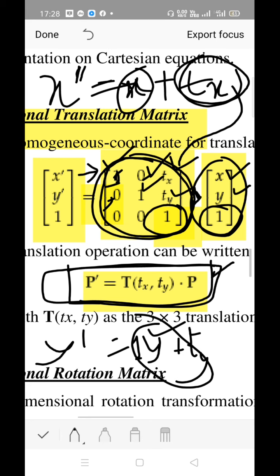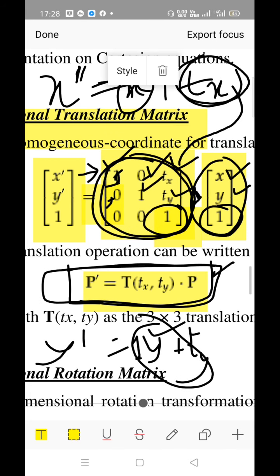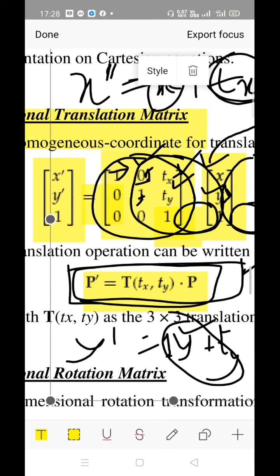The value of t is 1, 0, tx in the first row, 0, 1, ty in the second row, 0, 0, 1 in the third row, and the value of p is x, y, and 1. The value of p dash is x dash, y dash, and 1. Okay, you have to get the same formula. If you go for matrix multiplication, the x dash value should be x plus tx, and the y dash value should be y plus ty. That's it. That's all about the homogeneous coordinate system for translation.